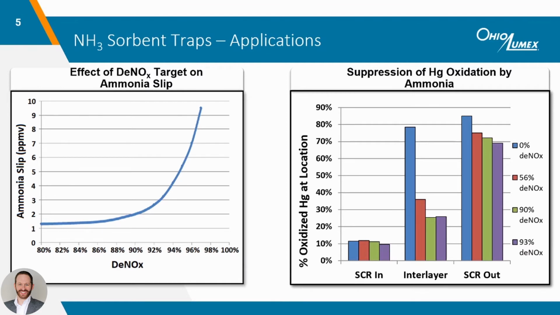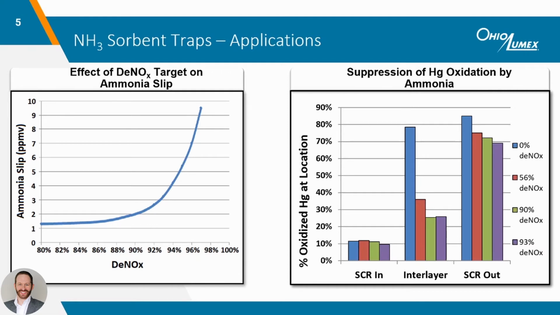The bar graph on the right shows an example of how mercury oxidation is related to ammonia concentrations, using DNOx measurements as a somewhat inaccurate but still positively correlated proxy. These data come from a 3-layer catalyst, where mercury measurements were taken at the inlet to the SCR, after the second catalyst layer, and at the outlet of the SCR. The 4 colors represent different DNOx percentages, including 0, 56, 90, and 93. As expected, higher DNOx results in lower mercury oxidation.